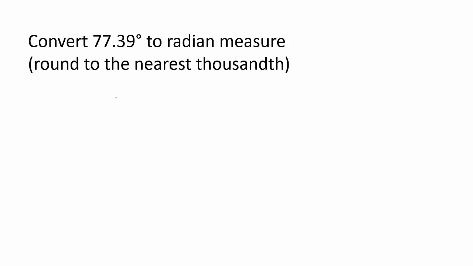Here's another one. So 77.39 degrees. I need to multiply by pi over 180. That's going to be 77.39 times pi over 180. Oh, notice that was degrees, so these degree symbols cancel. So now we have this dimensionless quantity in radians.